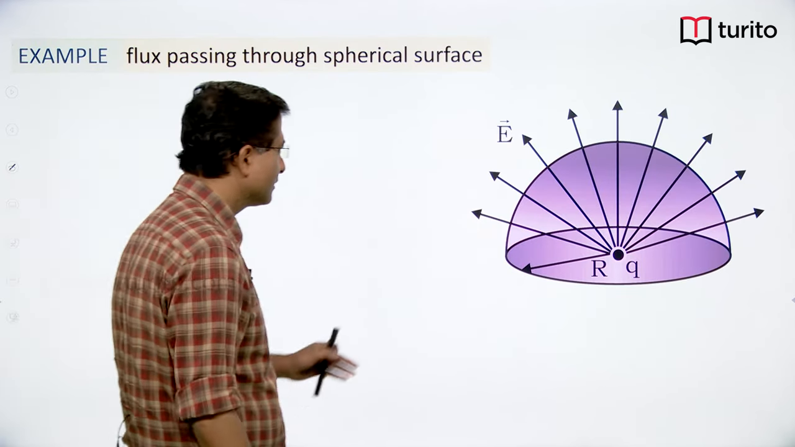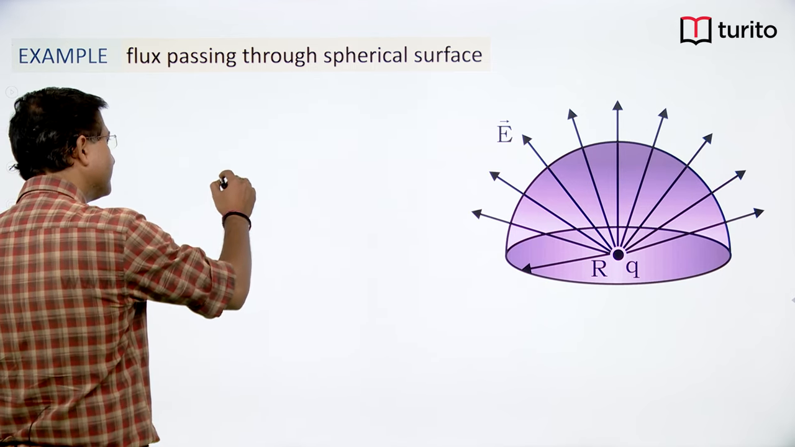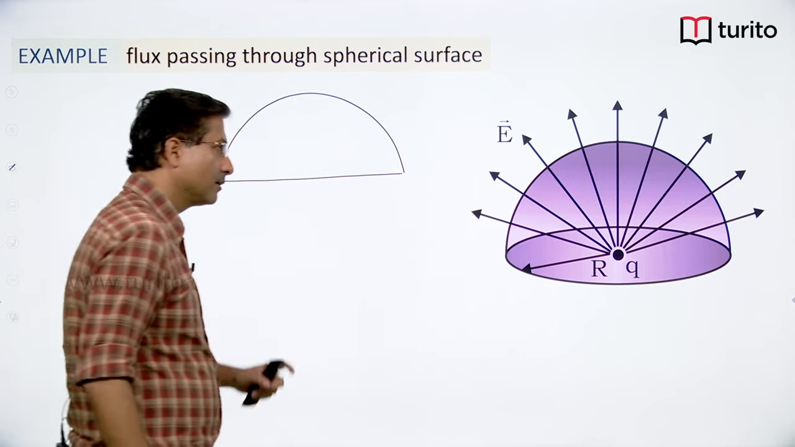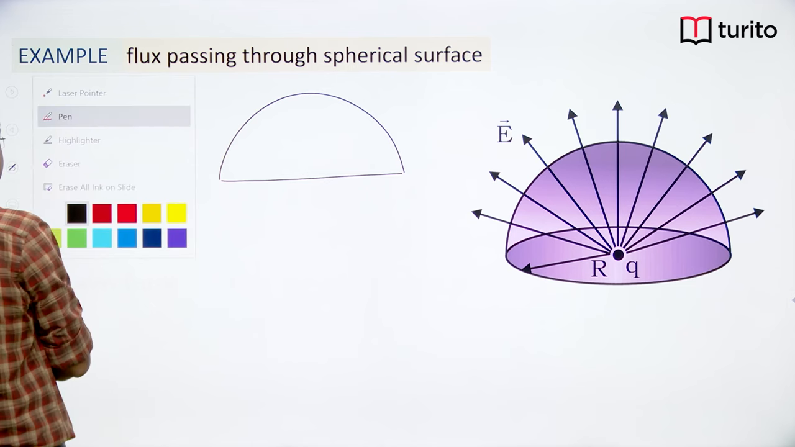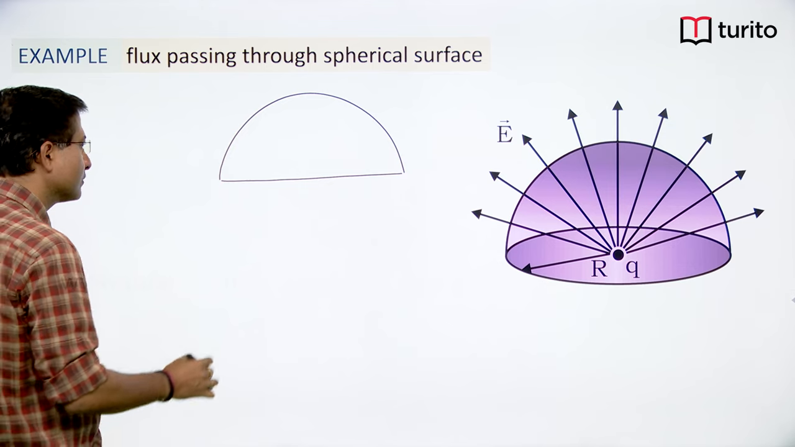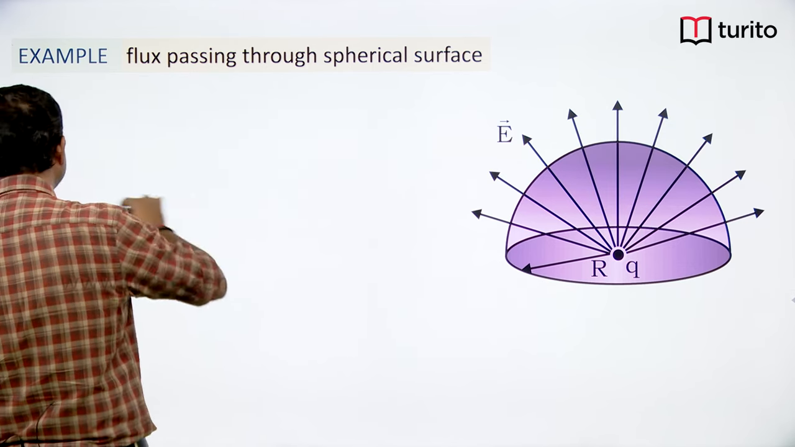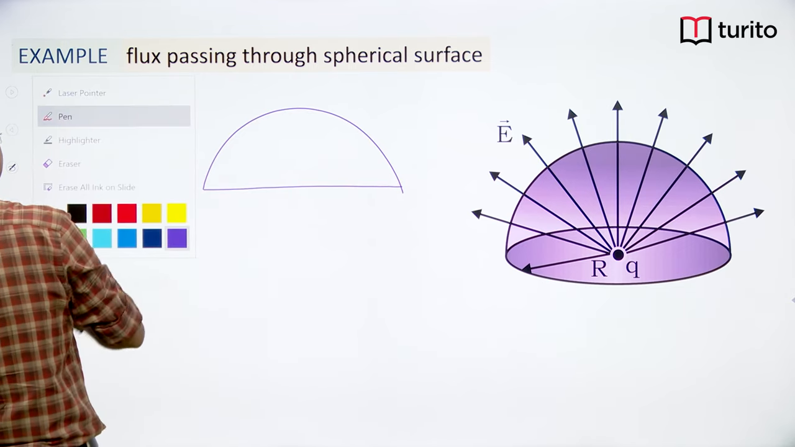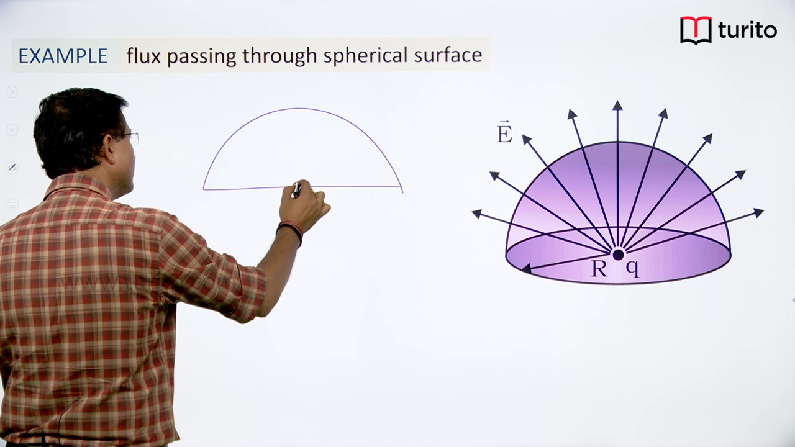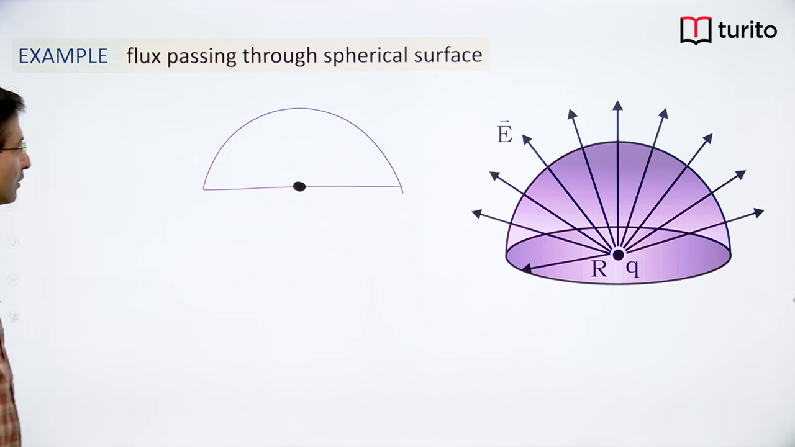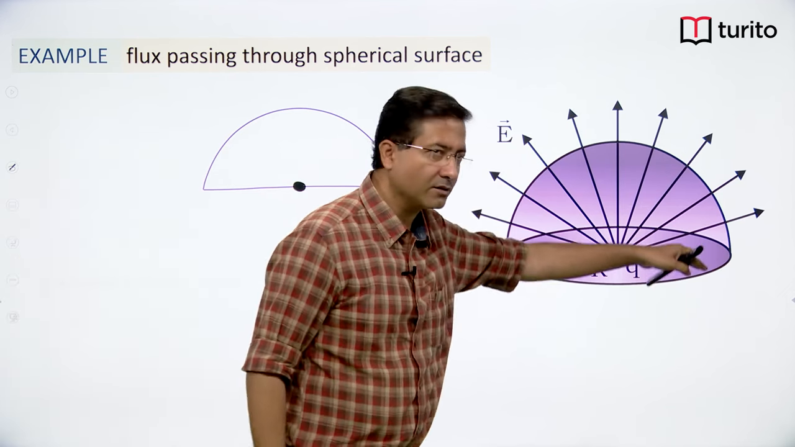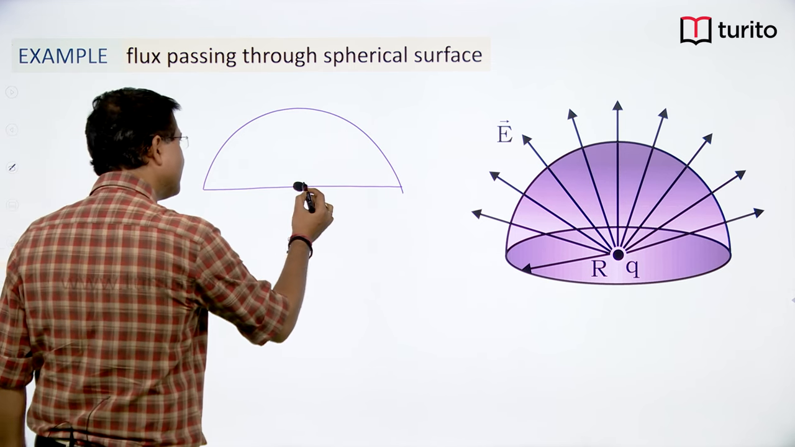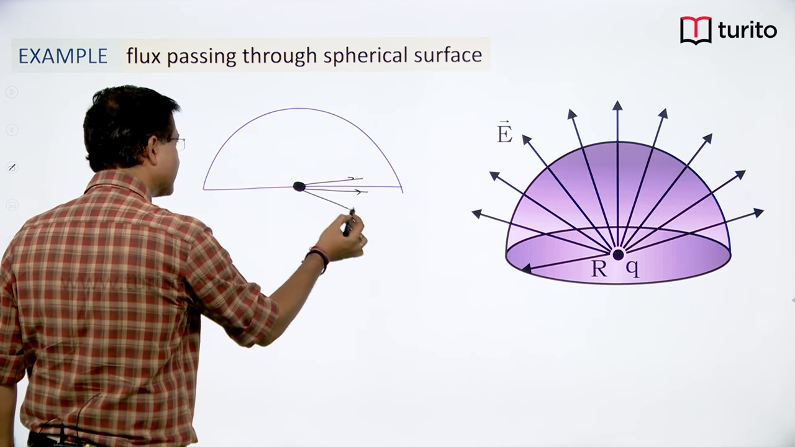Now, let us take a few examples. So, we have got a hemisphere. This is a 3-dimensional diagram. Let us see 2D. So, the diagram is this way in 2 dimensions. Question is, how much is the flux associated with this curved surface and how much is the flux associated with the flat surface. If you look at the way there will be field in space, the lines will be coming from the charge like this.